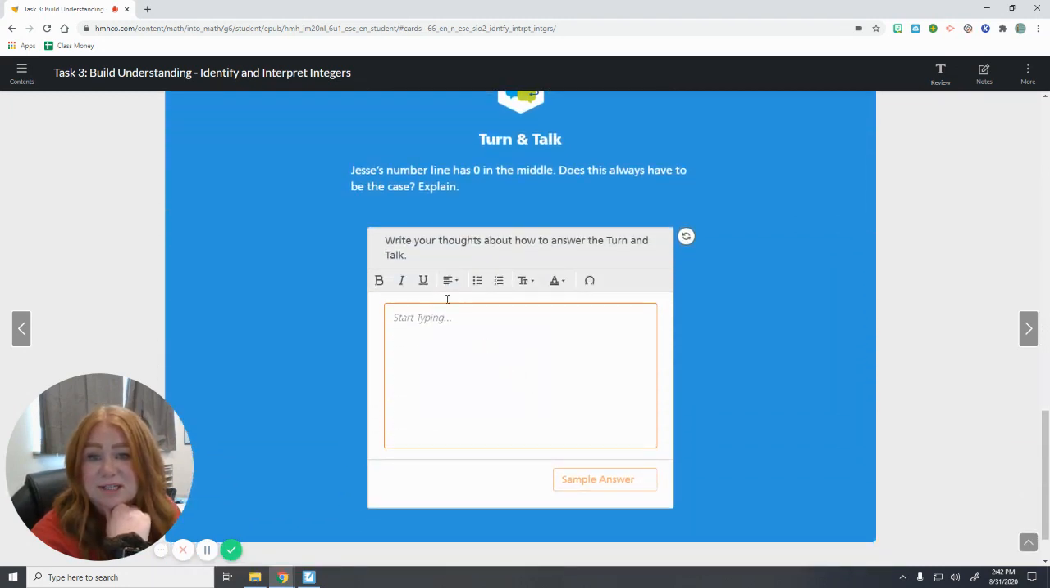Okay, then our turn and talk says that Jessie's number line has 0 in the middle. Do you think that you always have to have 0 on your number line? I want you to think of maybe a situation where you would need 0 on your number line, and see if you can think of a situation where maybe 0 wouldn't need to be on your number line. See if you can think about that and tell me about those situations there. So go ahead and pause the video and do that, and come back when you're ready to move on.